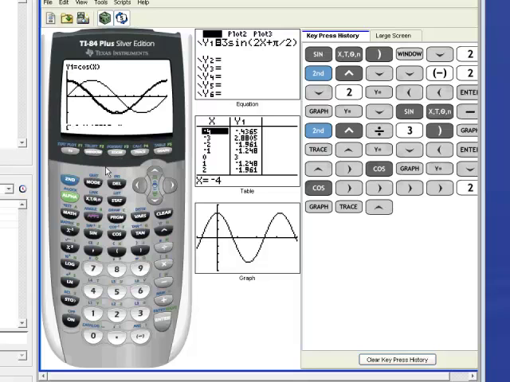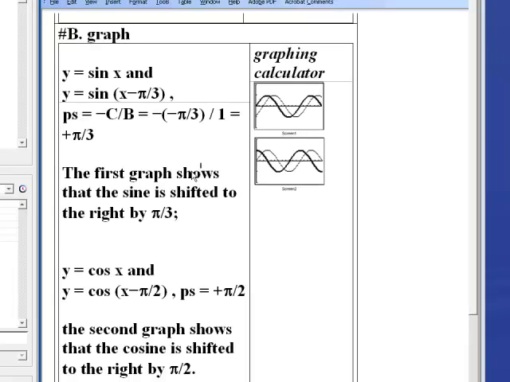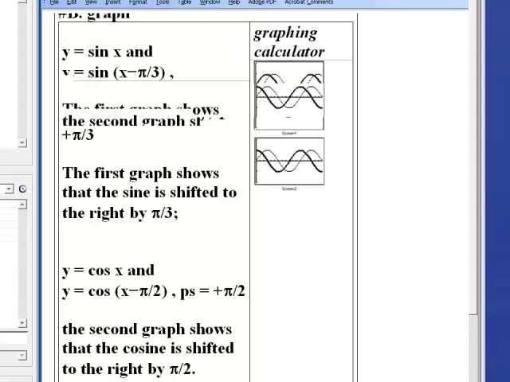That is the normal cosine. This is the one I just graphed. So just like we saw a moment ago on the graphing calculator, that's exactly what happened here with the phase shift. Okay, let's do the next problem.